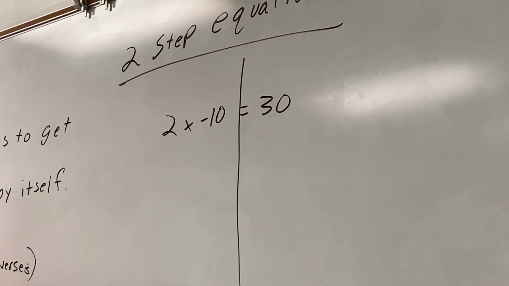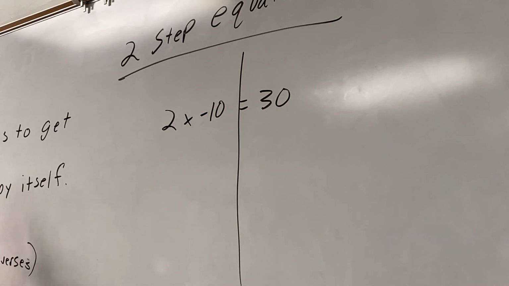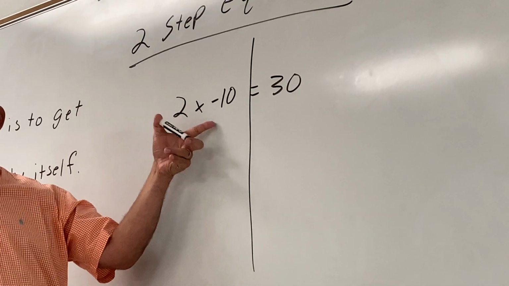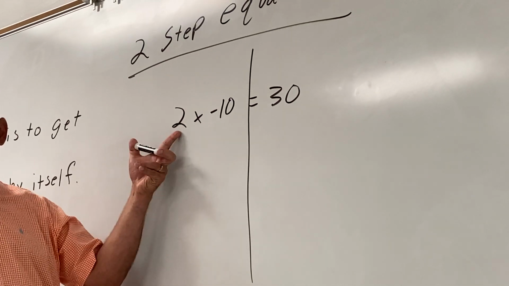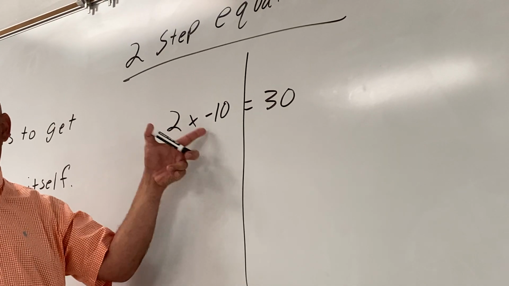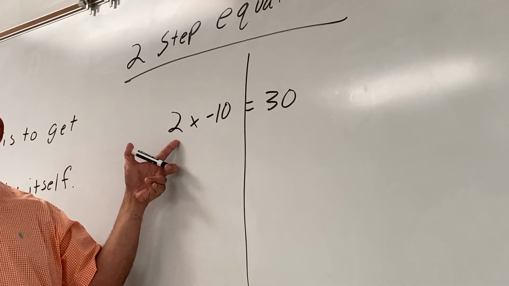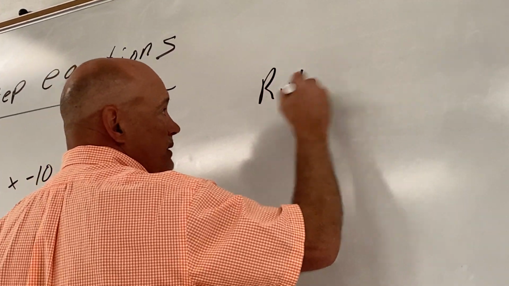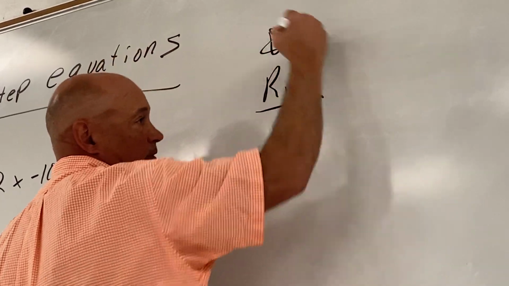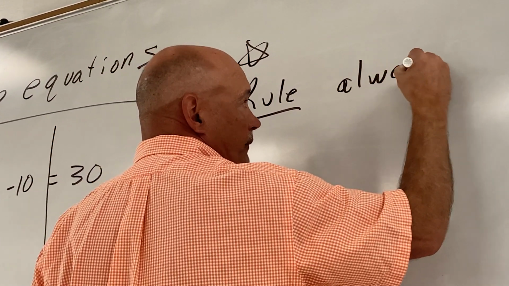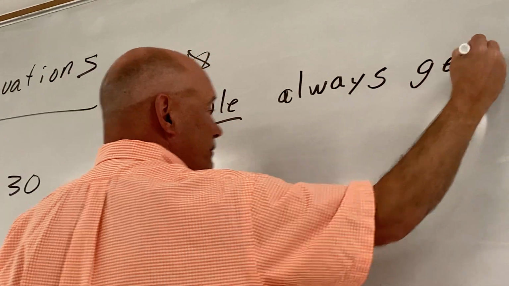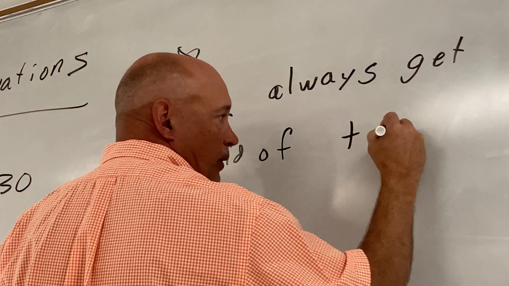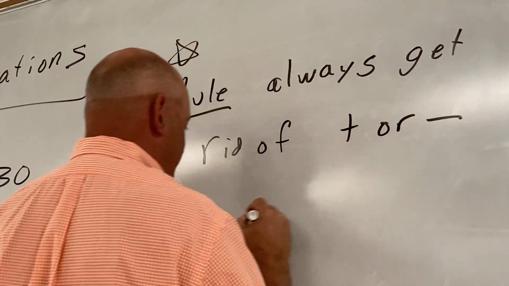What side is x on? The left. Y'all agree it's over here? What numbers are over here with it? Negative 10 and 2. We need to get rid of both of those numbers. Are you with it? Now, here's a rule. Always put a star by this. Get rid of addition or subtraction first.